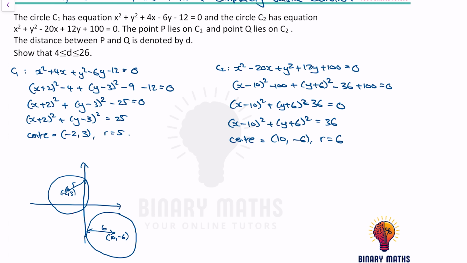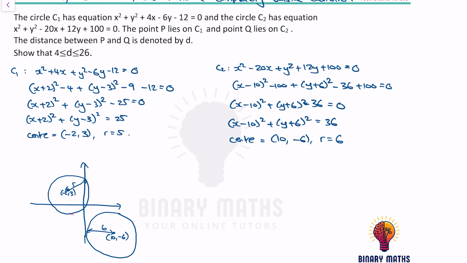So what we're trying to do is P and Q can lie anywhere. P can lie anywhere on the first circle. Q can lie anywhere on the second circle. So what we're trying to find out is what's the maximum value that the distance can take between P and Q, and what's the minimum. So we're trying to prove that.